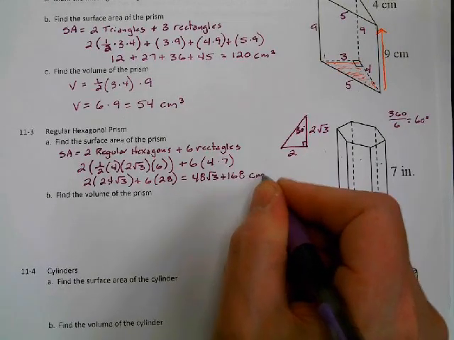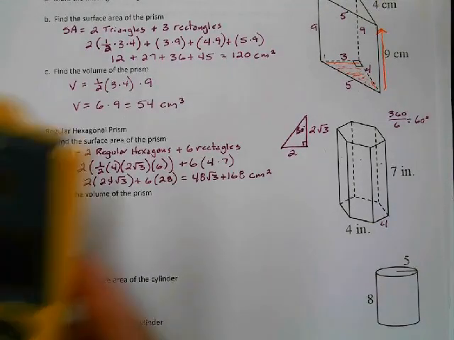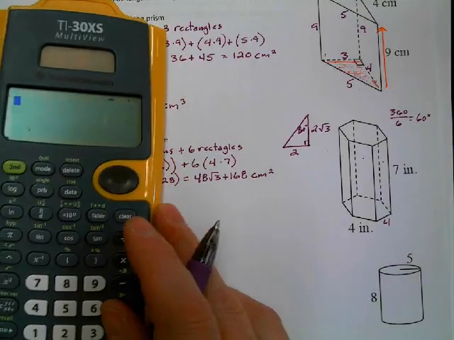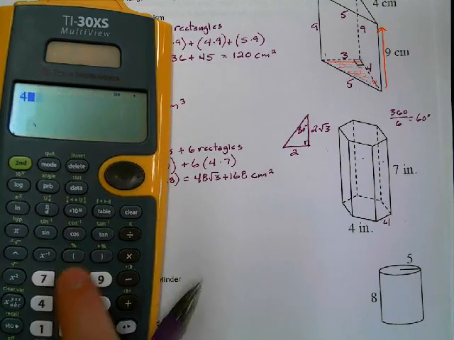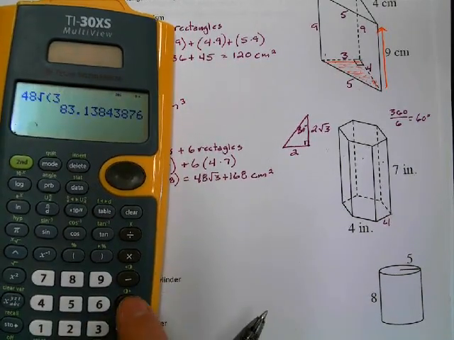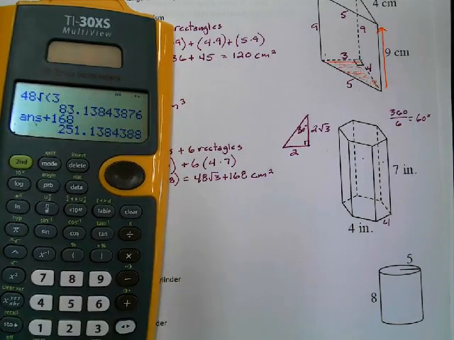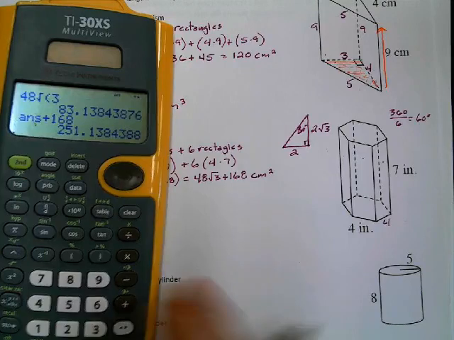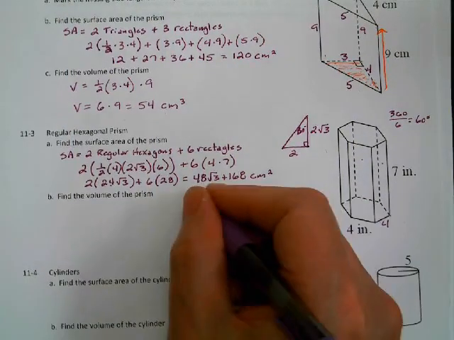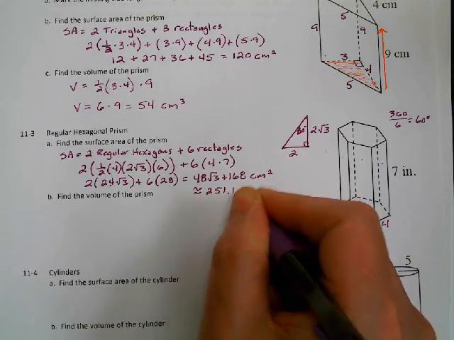Now, if we wanted to take our calculator and find out what this is approximately, I would say 48 square root of 3 is this, and then I'm going to add 168 to it. So it comes out to about 251.1. Sounds good. So this is approximately 251.1 centimeters squared because it's area.